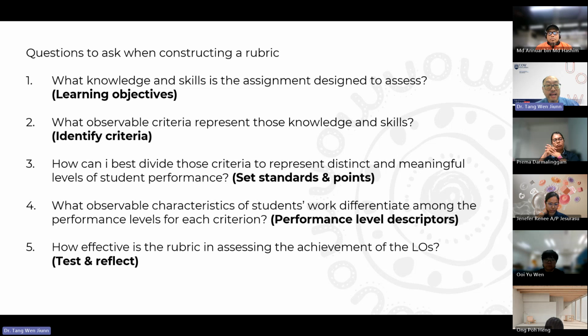So how do we set the standards? Is it excellent, good, poor, needs corrections, or do we have five sets or four sets? And the points, is it a single point, 5 points, 10 points, or do we give a range? Performance level descriptor, this one we have to be as specific as possible. What is to be categorized as good? How do we differentiate between the good and the excellent? And of course, at the end, we have to test and reflect.